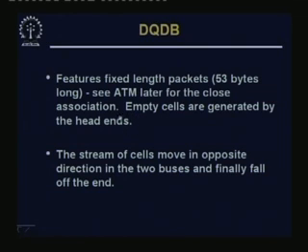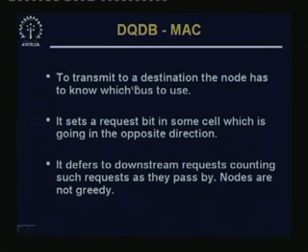So, there are two buses as I mentioned, and then at the end of the bus there are these head ends which generate a stream of empty cells. The stream of cells move in opposite direction in the two buses and finally fall off the other end. So, to transmit to a destination, the node has to know which bus to use.